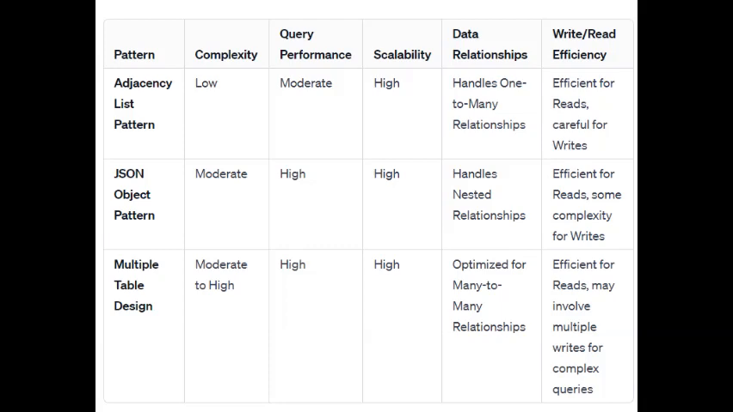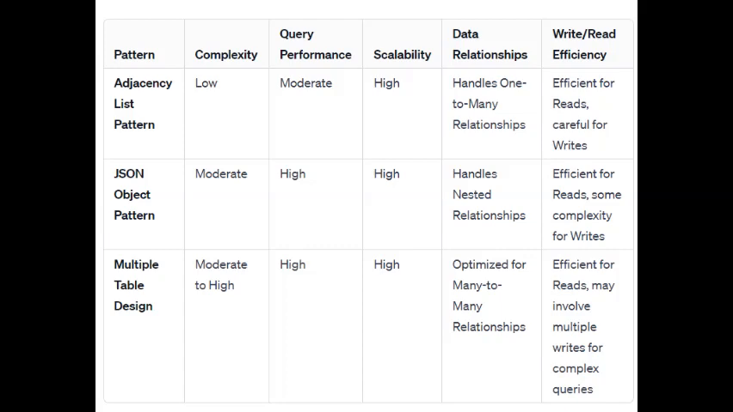Scalability. High scalability. Each table can scale independently based on its workload, allowing for fine-grained scalability. Data relationships. Optimized for many-to-many relationships, suitable for scenarios with complex relationships where many-to-many relationships are common. Write/read efficiency. Efficient for reads, optimized for specific query patterns. Writes might involve updating multiple tables, but are efficient for their intended purpose.